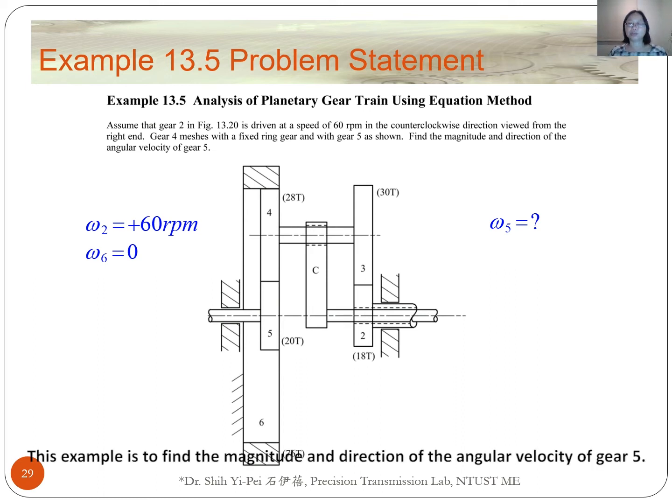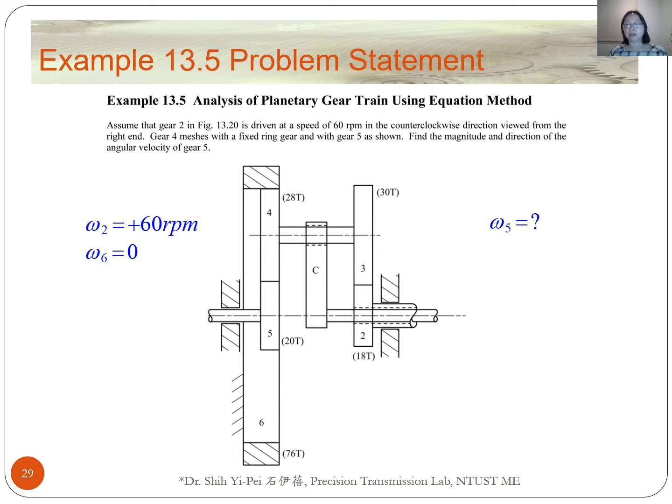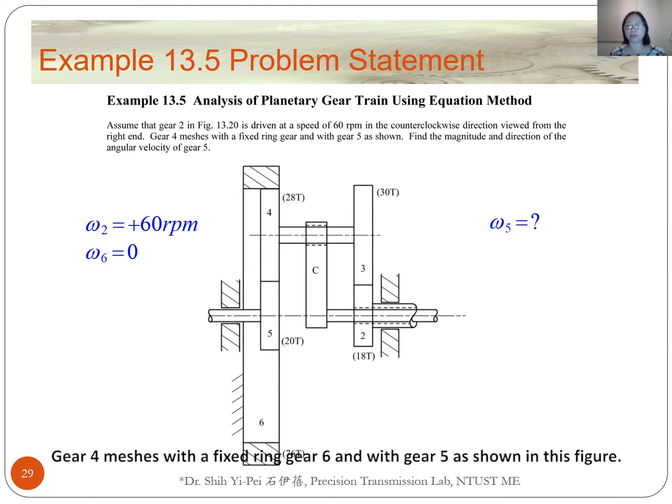This example is to find the magnitude and the direction of the angular velocity of gear 5. The numbers of teeth of the gears in the gear train are given in the parentheses. Assume that gear 2 is driven at a speed of 16 rpm counterclockwise, viewed from the right end. Gear 4 meshes with a fixed ring gear 6 and with gear 5, as shown in this figure.